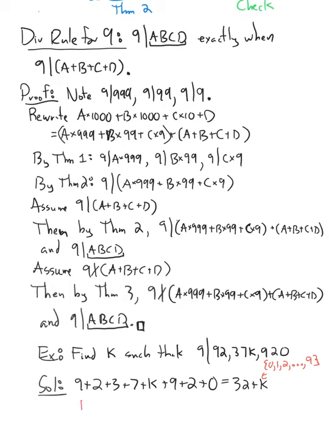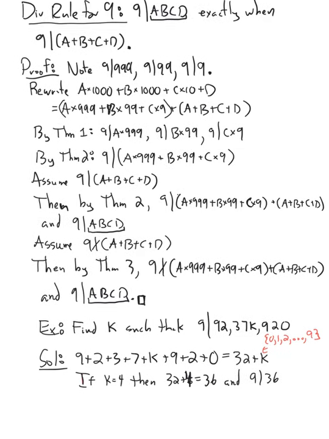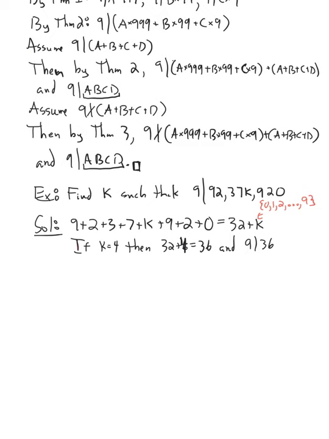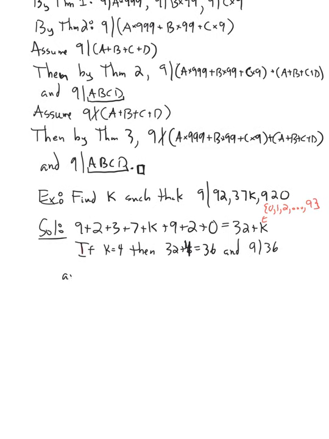So, let's say if k equals 4, then 32 plus 4 equals 36. And 9 is a factor of 36. And thus, nine's a factor of our original number, 92,374,920. And you could check for any other k.